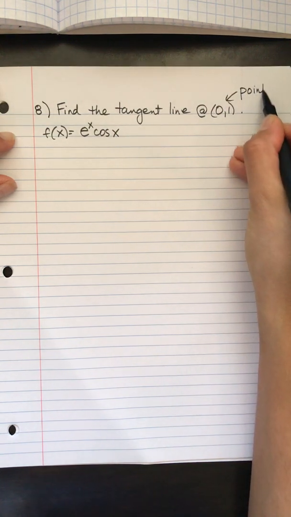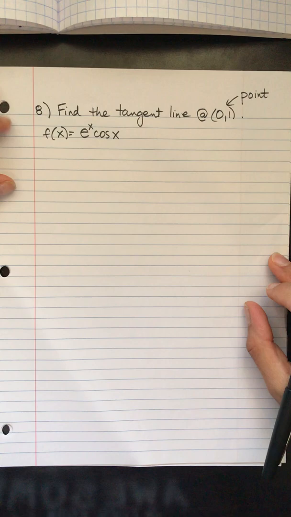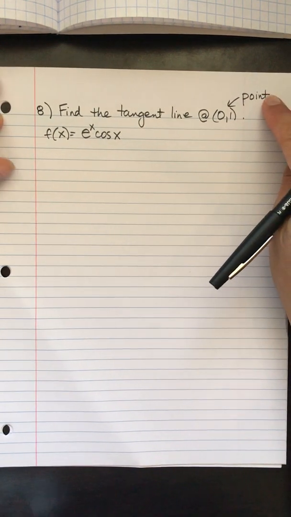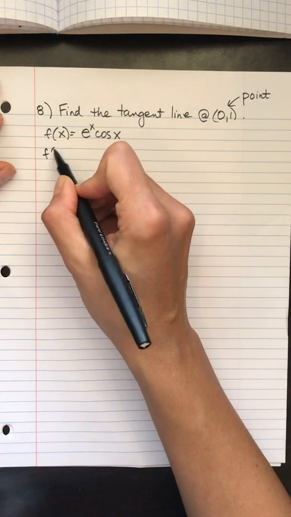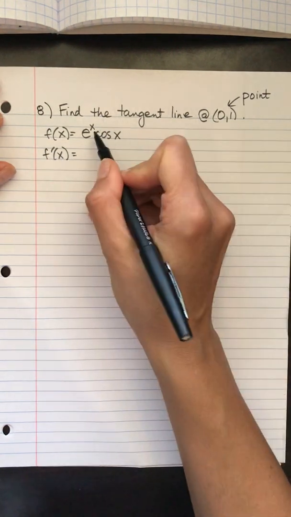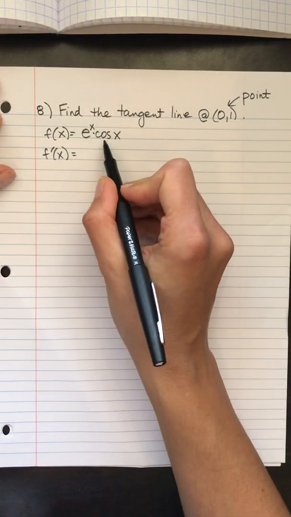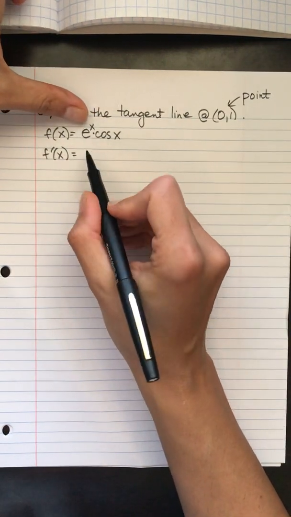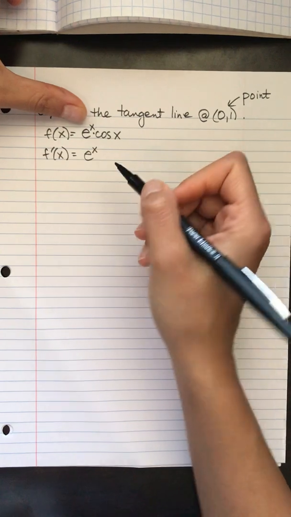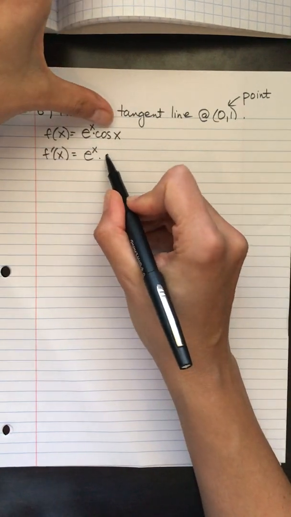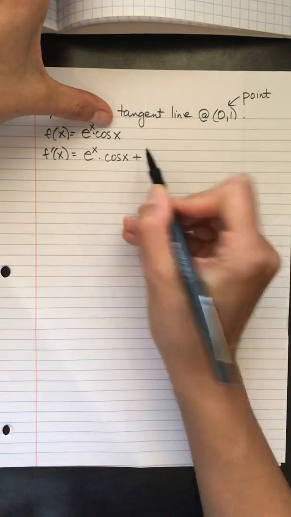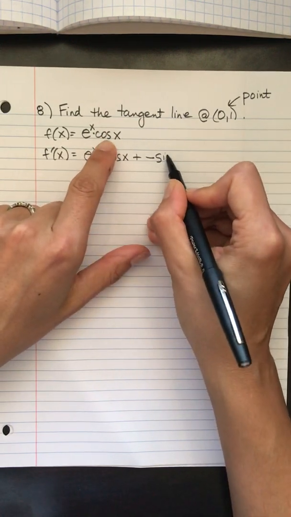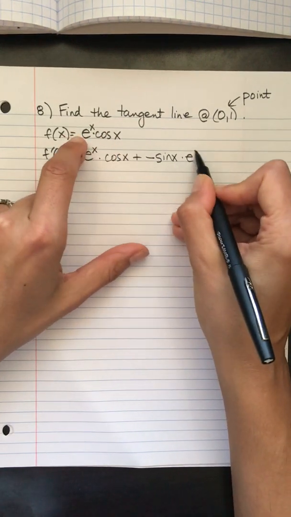Everyone knows at this point in time, in order to get the equation of a line, you need a point, so check, and you need a slope. Slope means find the derivative. Here we go. We have a product, so we're going to do the product rule, which says derivative of first, the derivative of e to the x is itself, times second function, plus derivative of second function, so negative sine x, times first function.